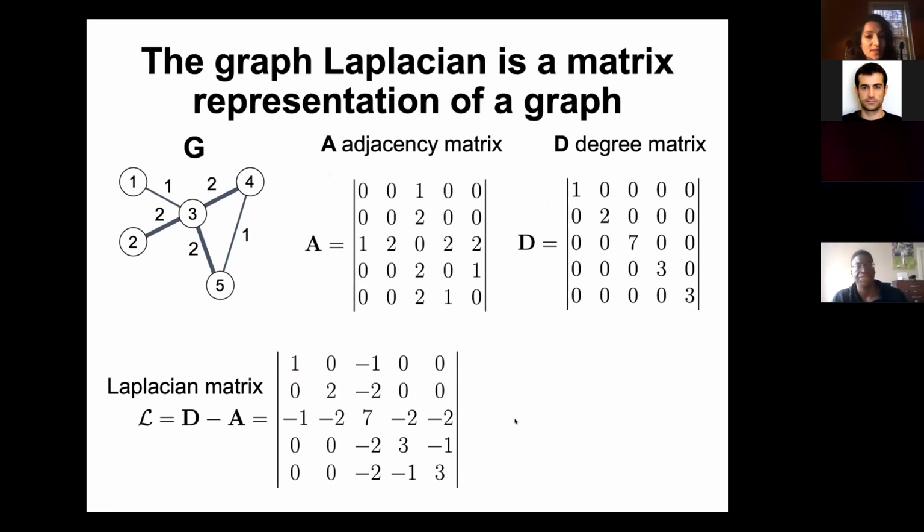So I'm going to talk really quickly about another method called Laplacian Eigenmaps. They came out around the same time as diffusion maps, maybe half a year earlier.